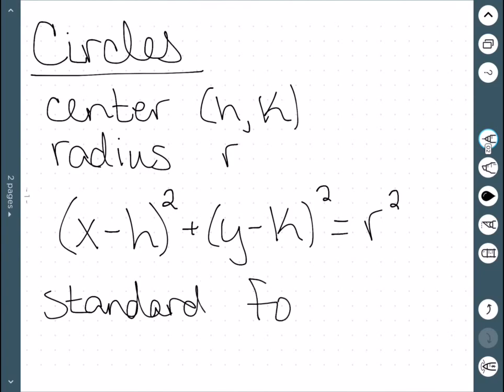The numbers with x and y determine the center, and then the number on the right, the constant number, determines your radius. And it's important to note that this says x minus h and y minus k, which means we actually need to change the sign on the center when we stick this into the formula.